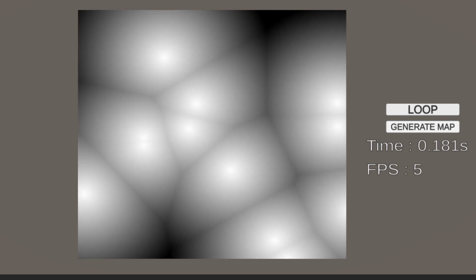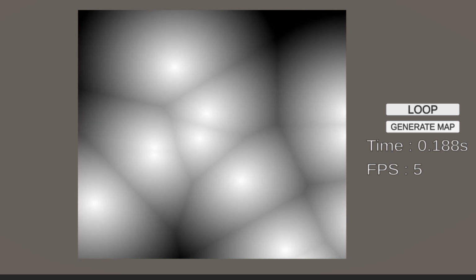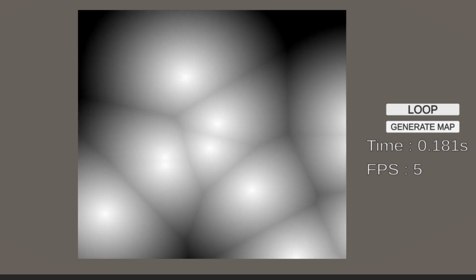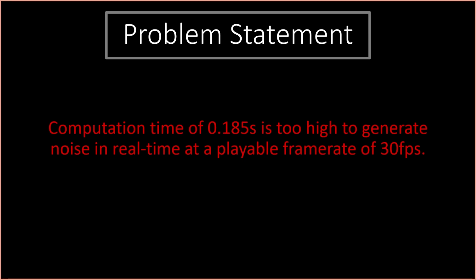Now, what if you want to animate this and update it every frame? Let me turn on the frames per second indicator so we can see how many frames we're getting. Now when I press loop, it will go through the animation and we can see how many frames we're getting per second. As you can see, the noise map is currently animating and it's not running very smoothly. We are only getting a measly 5 frames per second.